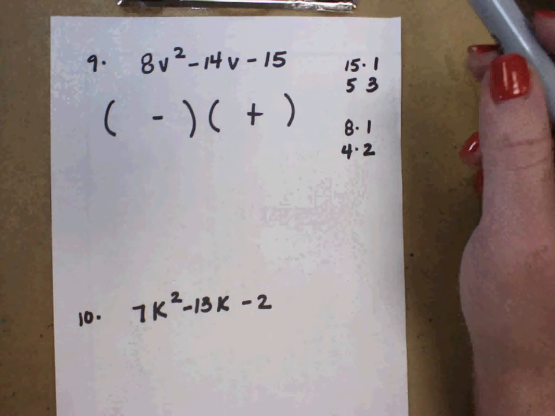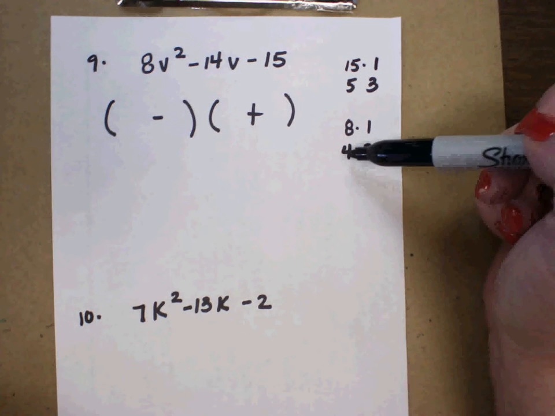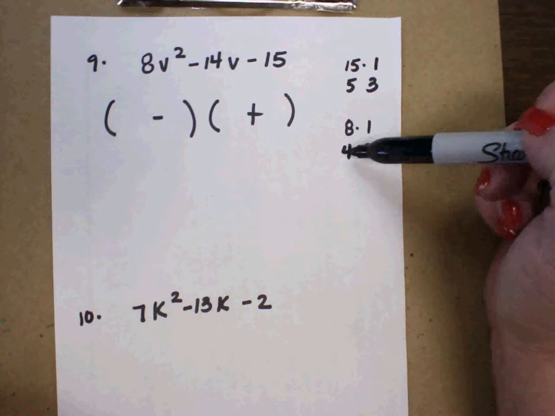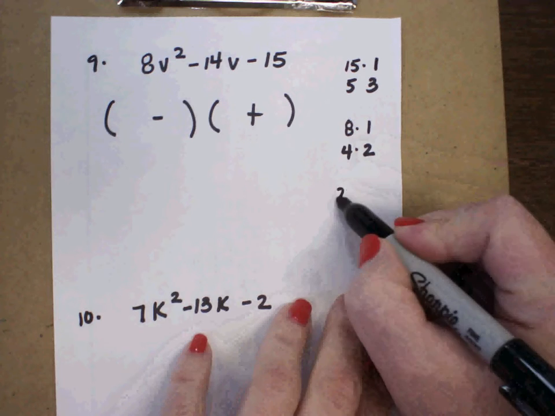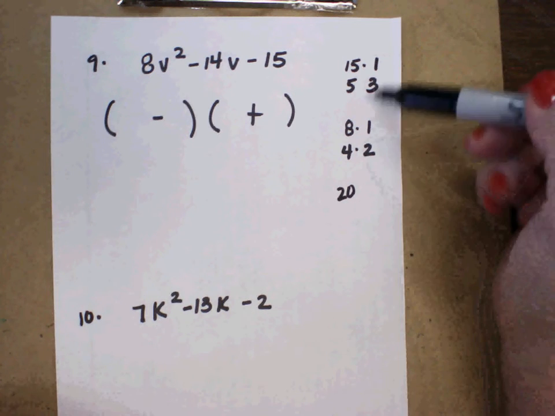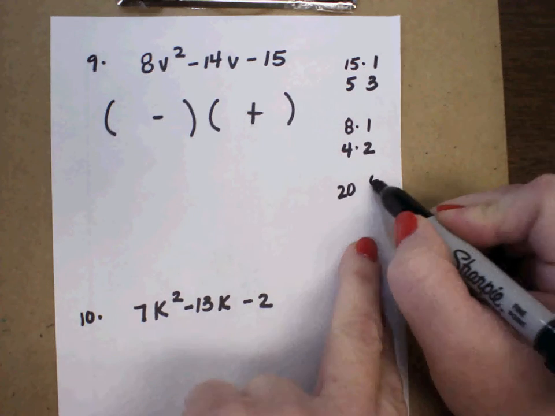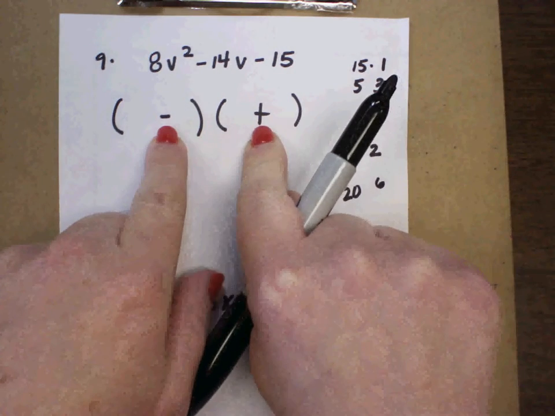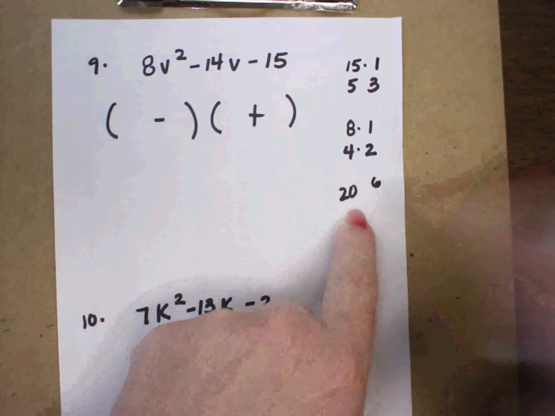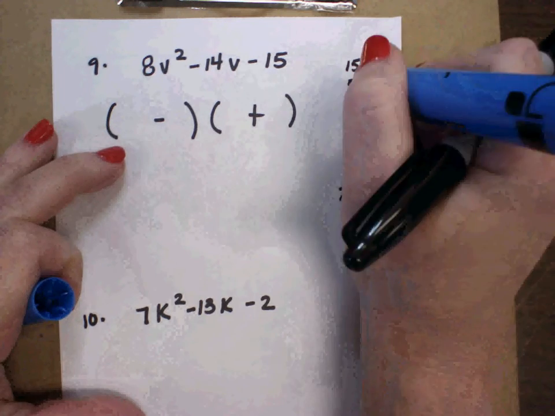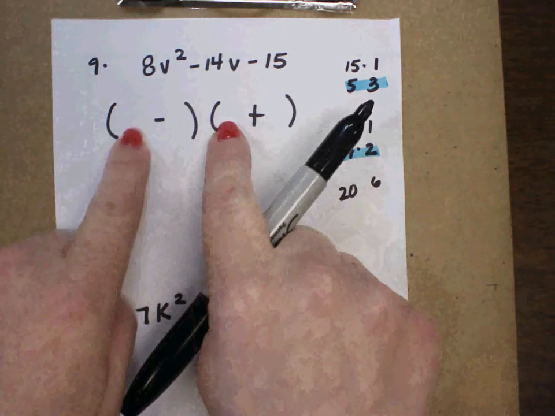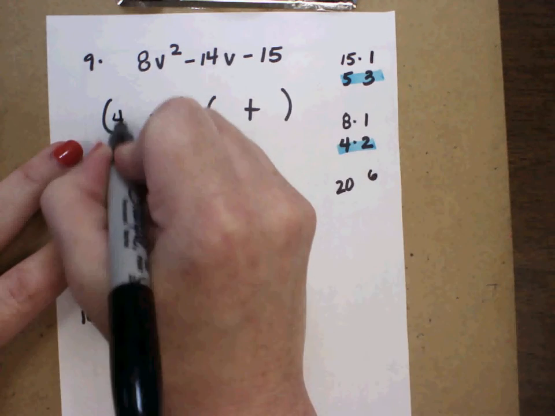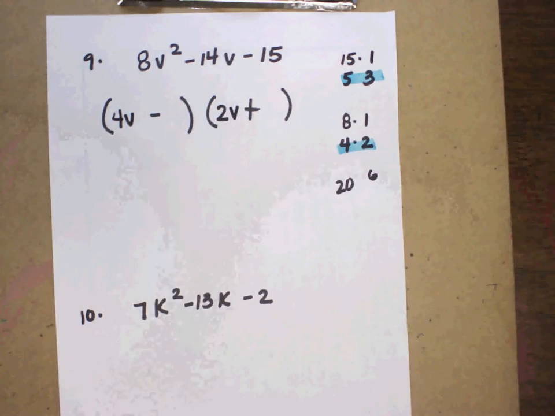So if I do 4 times 5, that will be 20. And if I do 2 times 3, that will be 6. And since I'm taking them away, don't I get a 14? Yes. So the two numbers that I'm using are 5 and 3, and 4 and 2. This is where I stop, because I already know that 8 needs to be 4 and 2. So I'm going to write it first, because that's my 8. So 4v and 2v.